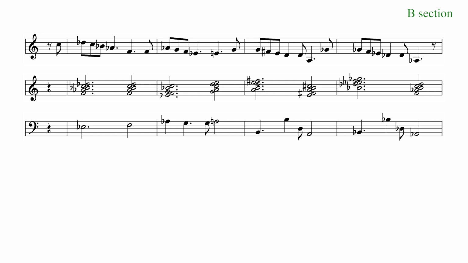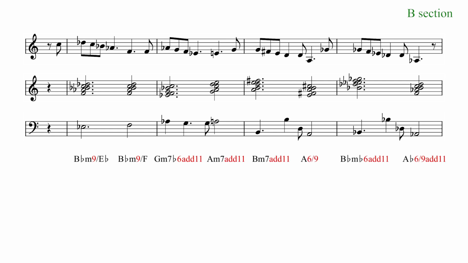Anyway, before we define the keys here, let's put some labels on these chords. A B-flat minor 9 over E-flat, then a B-flat minor 9 over F, a G minor 7 flat 6 at 11, an A minor 7 at 11, then a B minor 7 at 11 and an A major 6 9, followed by a B flat minor flat 6 at 11 and an A flat major 6 9 at 11. Overall, these cluster voicings result in a lot of chords with diatonic 6, 9, and 11 extensions.